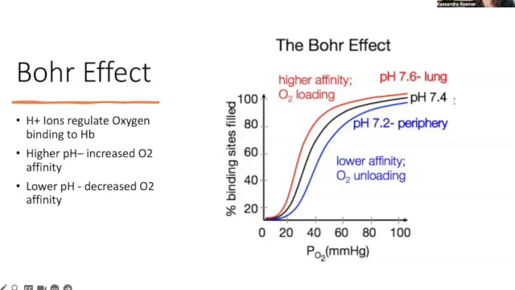Another substance that regulates oxygen affinity of hemoglobin is BPG, biphosphoglycerate. It is a compound that binds to the deoxyconformation, so the tense state of hemoglobin, and therefore decreases the affinity for oxygen.